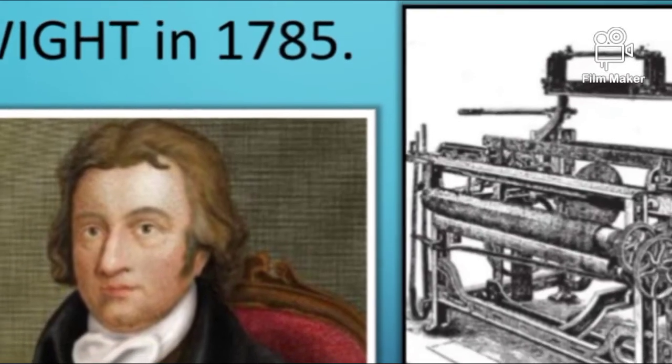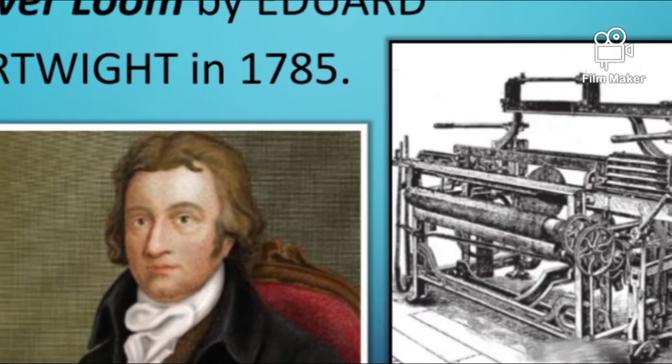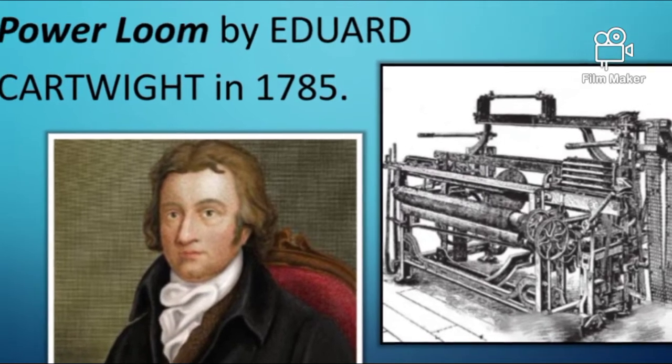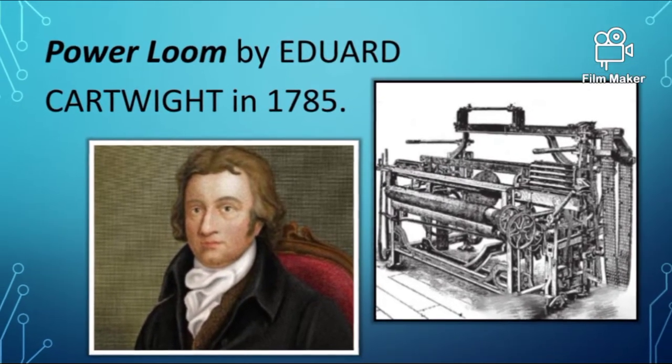Next is the water frame. It is also used in the textile industry. The power loom is a machine operated by a steam engine that is used in producing textiles. It is much faster and larger than those of Hargreaves, Arkwright, and Crompton.